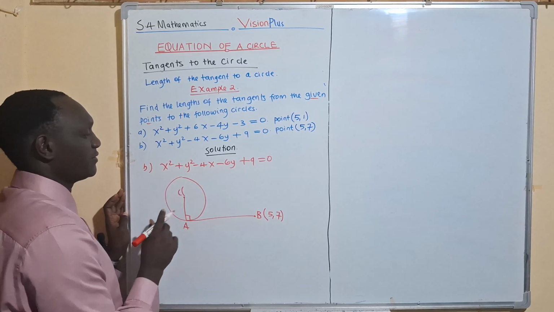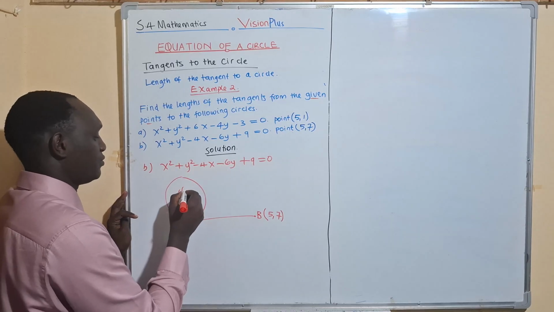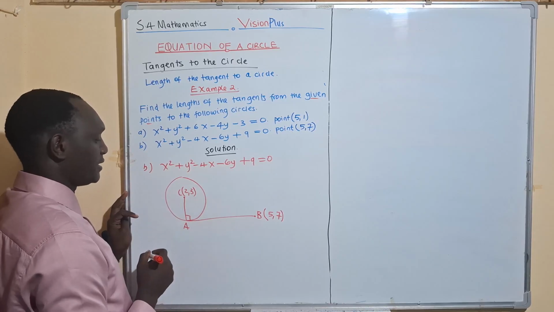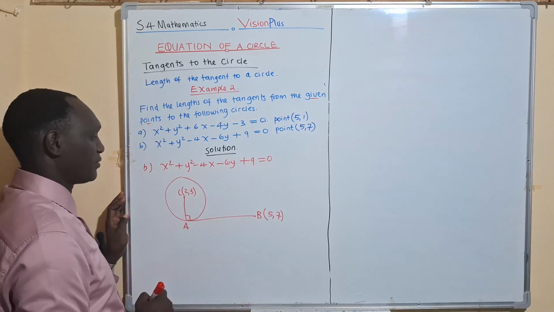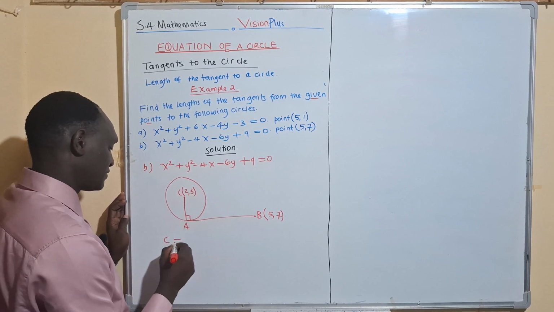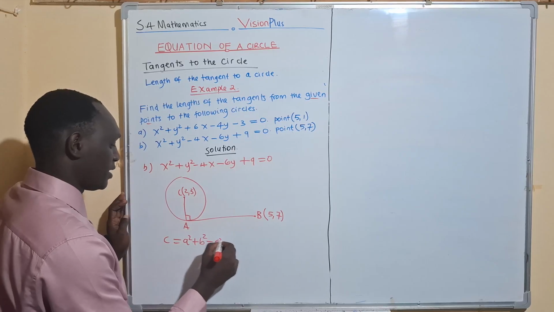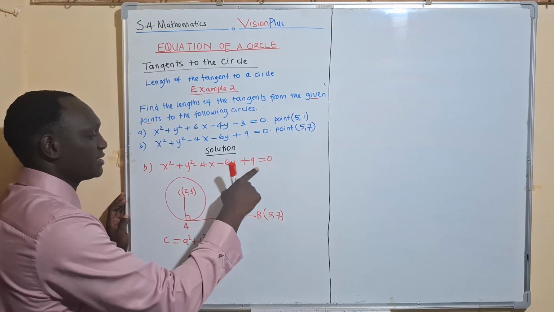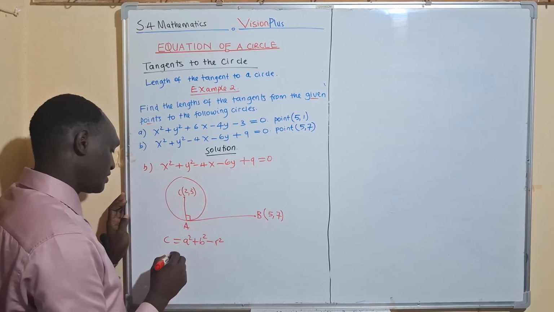What are the coordinates of the center? Since we have the equation, we can get the coordinates of the center, which are in this case 2 and 3. And now we are left with getting the radius of the circle. Since we have the expanded equation, we know that C is given by A squared plus B squared minus R squared. The C is not the center, okay? The C is the constant, is the sum of constants, which is positive 9 in this case.